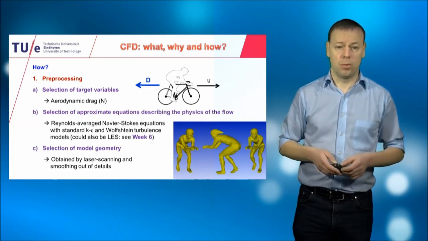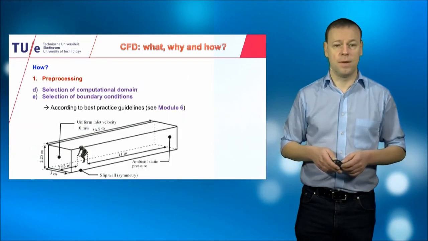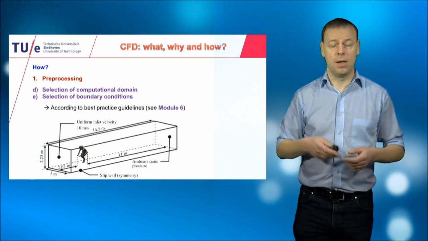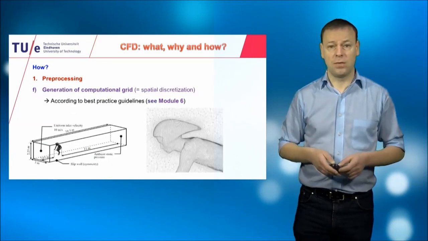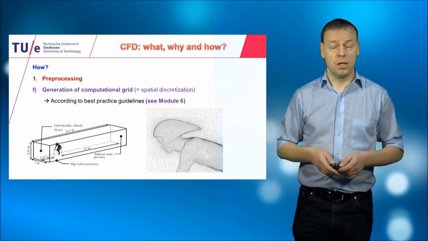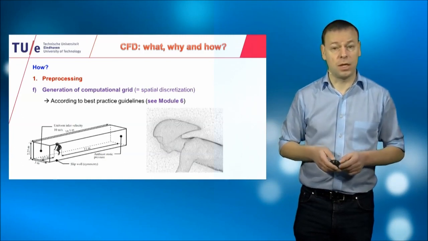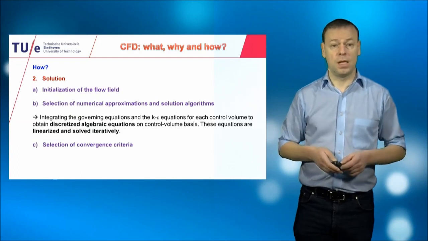Then we select the model geometry, in this case by 3D laser scanning, smoothing out some details. We select the computational domain, put the model in the computational domain, and apply appropriate boundary conditions. We generate the computational grid, and this is a step that is very important and generally also takes the largest part of the user time in a CFD simulation. So a careful computational grid has to be made based on best practice guidelines. And then we can start with the solution.